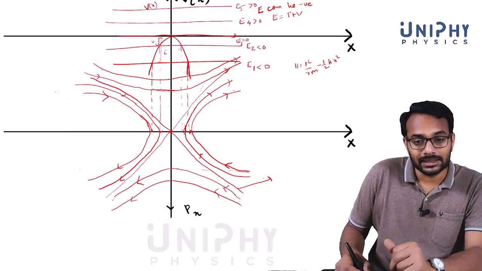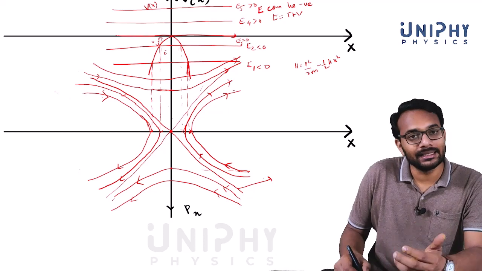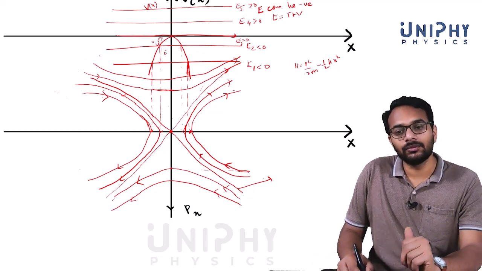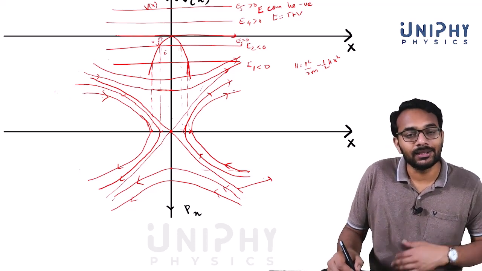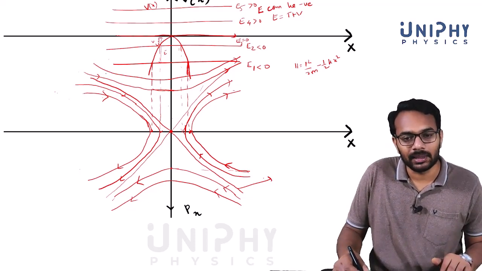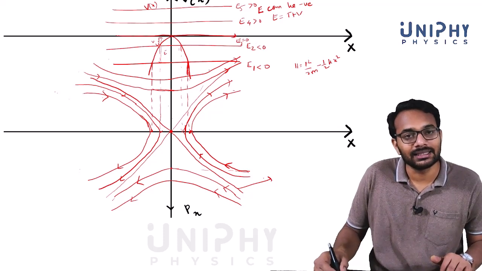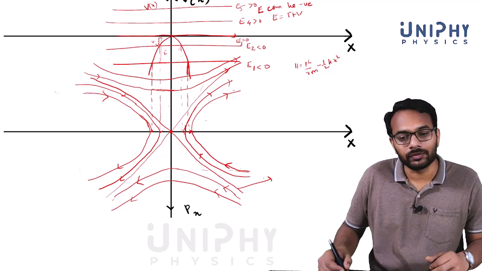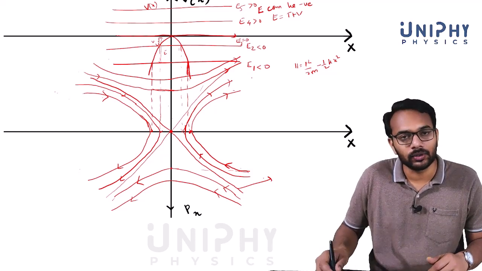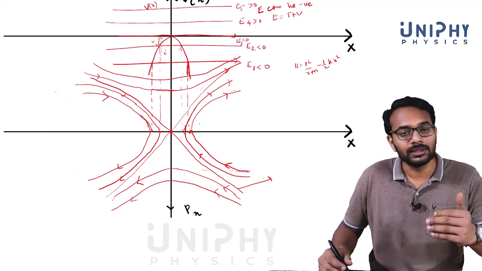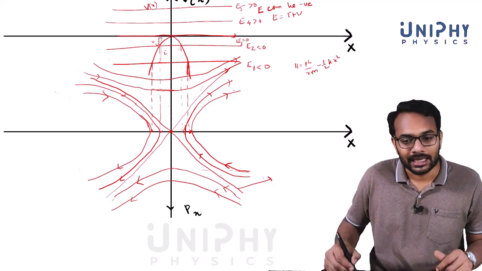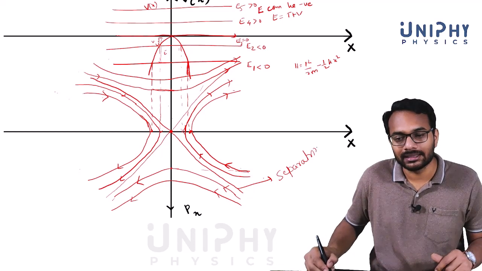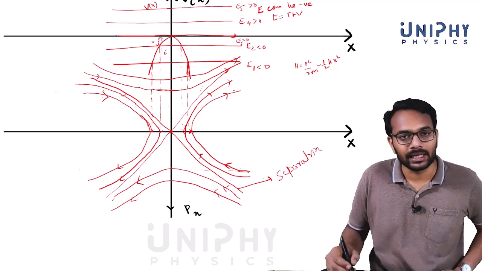So you see that a particle with energy greater than 0 can access all of the x-axis. These particles can go anywhere. There are no classically forbidden regions for them. But these others cannot access all of the x-axis. They come here, stop and go back. So these are two different kinds of trajectories, and the lines are known as separatrices, or separatrix. These separatrices separate these two kinds of trajectories.